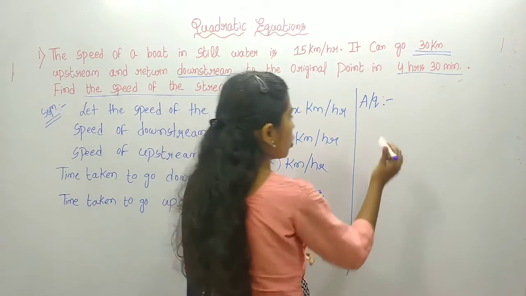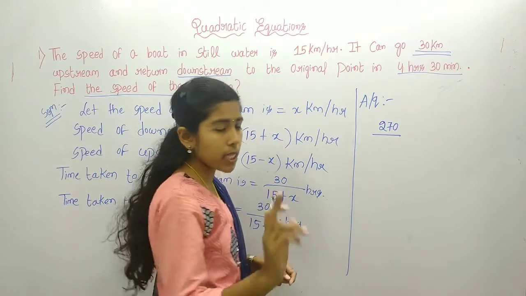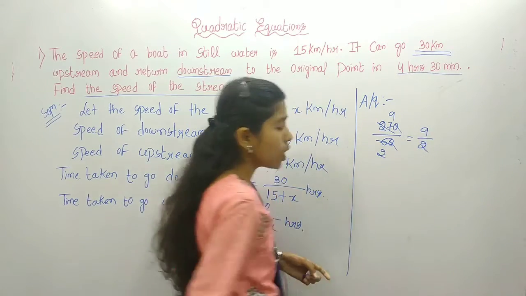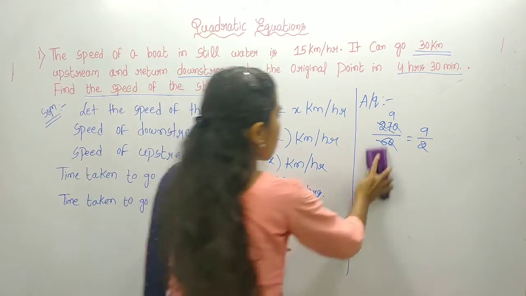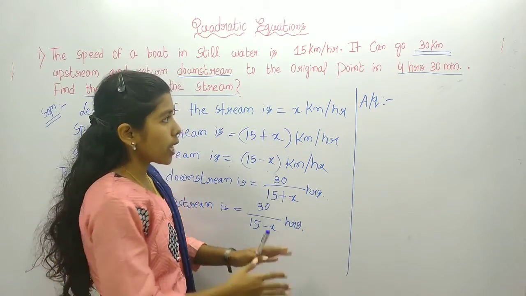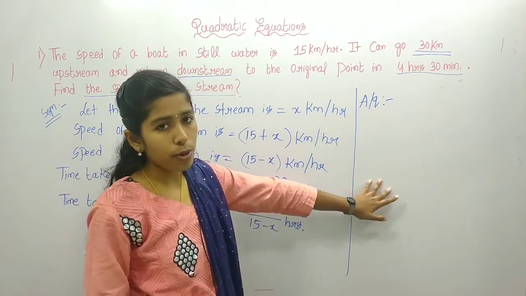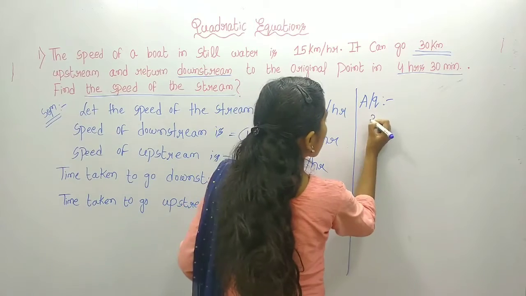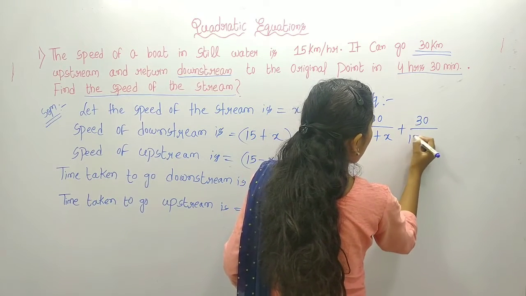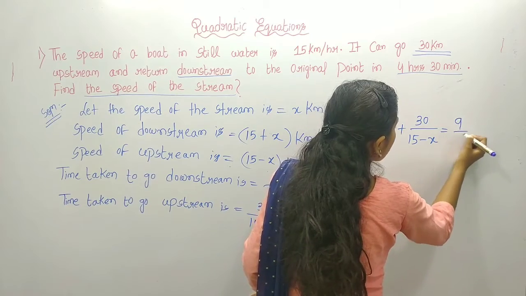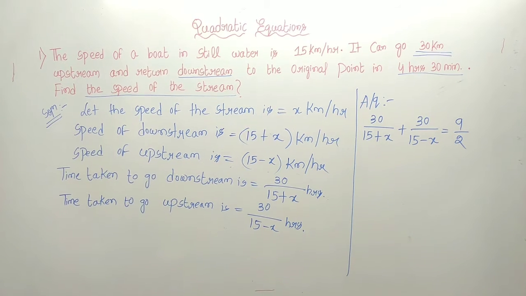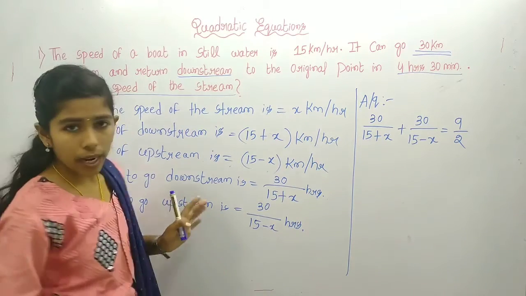So first you calculate the time. Total we got 270 divided by 60, since 1 hour is 60 minutes. So we got time 9 by 2. According to the question, the stream will go upward, again it will return downward, and it will take 4 hours 30 minutes, which is equal to 9 by 2. So 30 divided by 15 plus x plus 30 divided by 15 minus x equals 9 divided by 2.